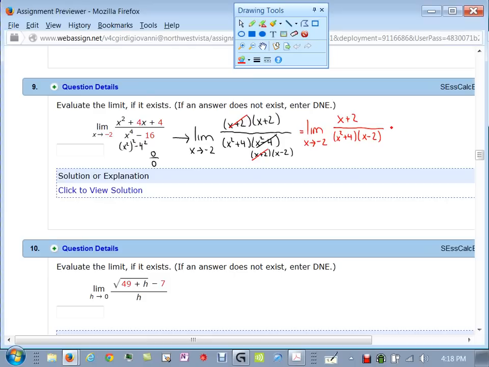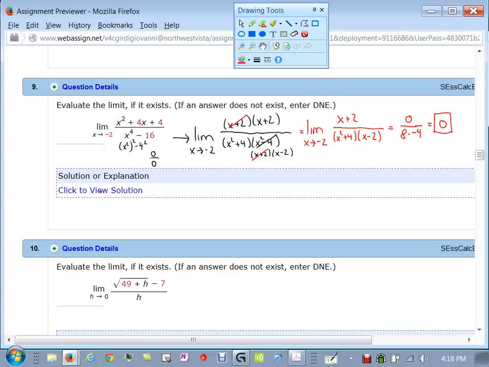Now let x become -2. -2 plus 2 is 0. Uh-oh, this looks bad. -2 squared is 4, plus 4 is 8. So we have 8 times -2 minus 2, which is -4. So we don't get a 0 on the bottom, but we get a 0 on the top. So the answer is 0.